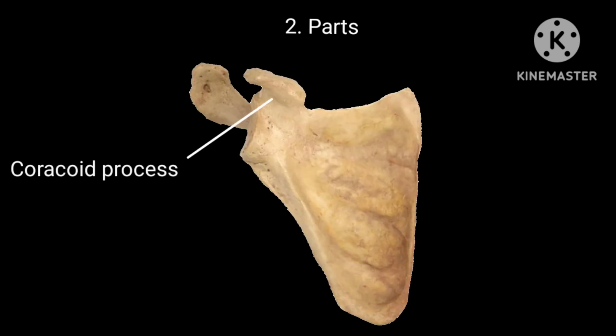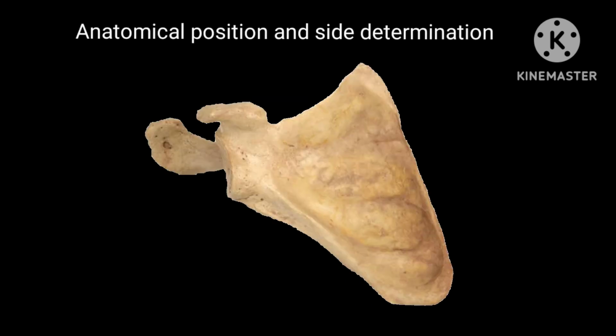The coracoid process is like a bird's beak. It arises from the upper part of the head of the scapula and bends sharply so as to project forward and slightly laterally. Anatomical position and side determination.